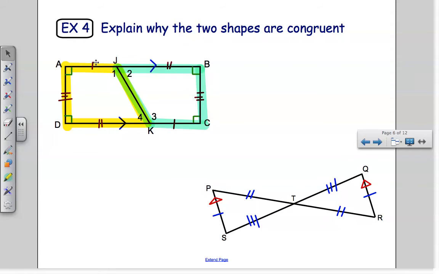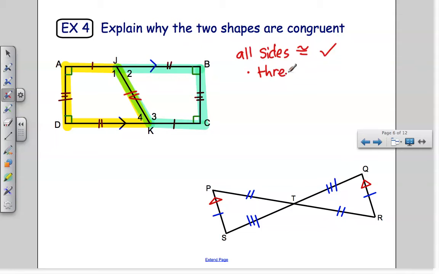Well, if you look at this shape, we have a side with 1 tick mark. This shape, side with 1 tick mark. 3 tick marks, 3 tick marks, 2 tick marks, 2 tick marks. The last side, where is it? Well, this last side is shared, right? Anything is congruent to itself by reflexive property. Remember that property that says anything is congruent or equal to itself? So for here, all sides are congruent, check.